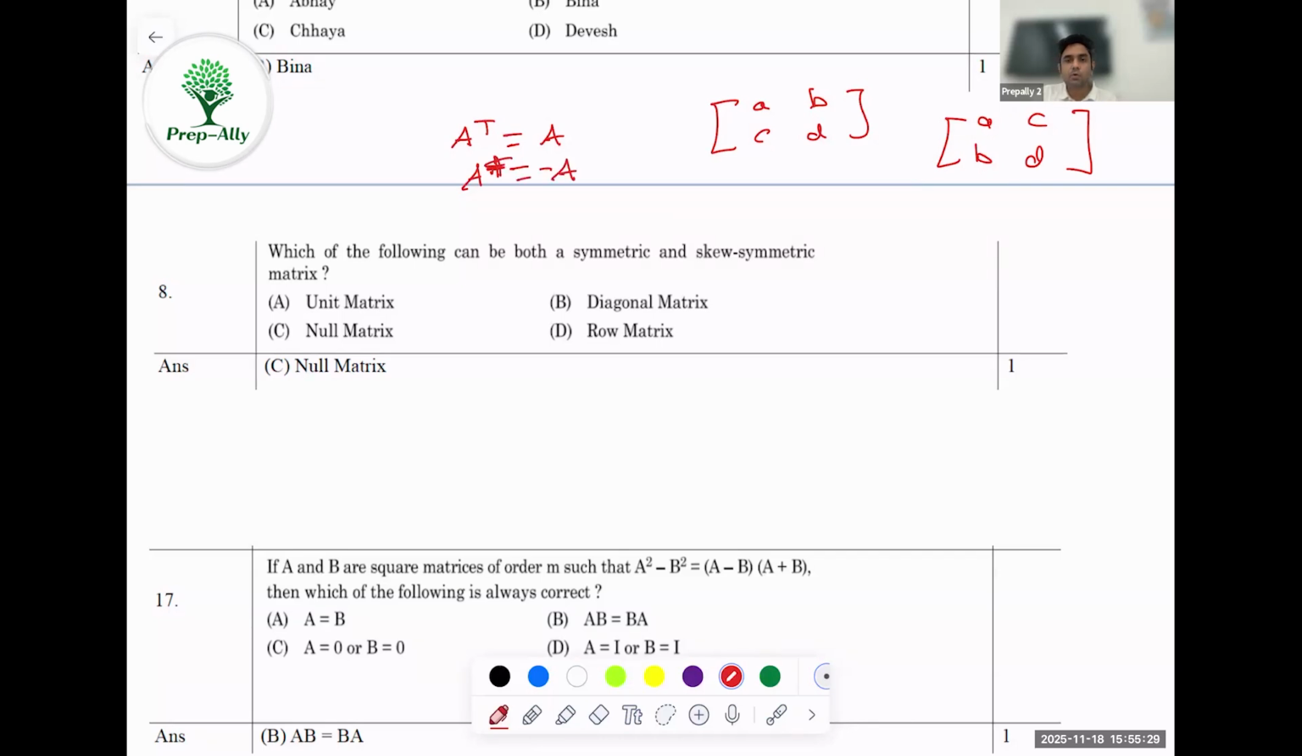So if a matrix is both symmetric and skew symmetric, effectively we are saying that a matrix should be equal to the negative of itself. And if something is the negative of itself, the only possibility is zero, it's a null matrix, nothing else is possible. Directly null matrix. You see, these are direct definition based. Here you should not miss out.